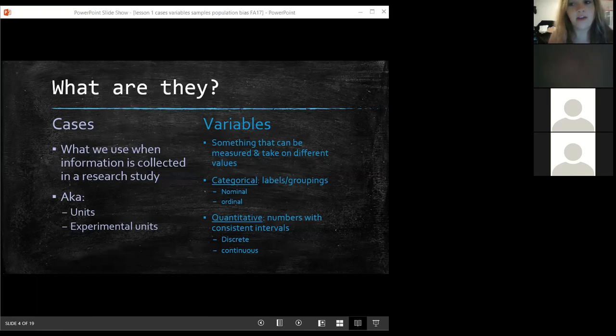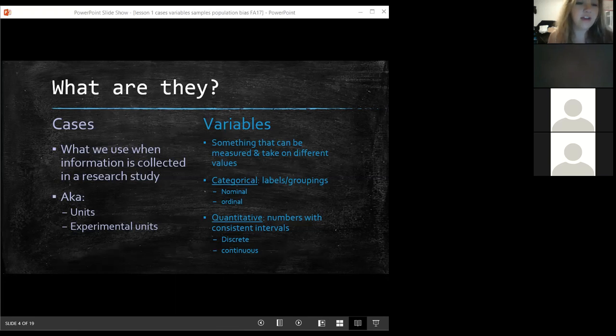Okay, so then we have two different types of variables specifically: categorical variables and also quantitative. Our categorical variables are things that don't really involve numbers. They're things that have labels or groups. There are two different types of categorical variables: a nominal categorical variable, and an ordinal categorical variable. Nominal is a categorical variable that is a label, but it can have any order.